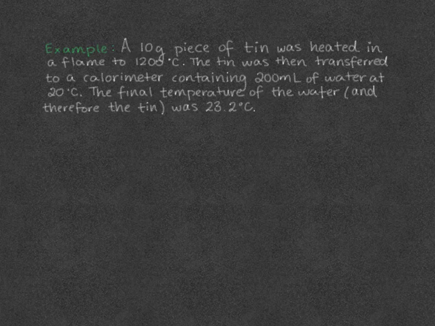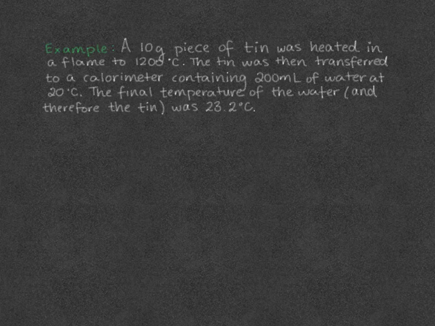The scenario is a 10-gram piece of tin was heated in a flame to 1200 degrees Celsius. The tin was then transferred to a calorimeter containing 200 milliliters of water at 20 degrees Celsius. The final temperature of the water, and therefore the tin, was 23.2 degrees Celsius. So the two come into equilibrium with each other. That's why their final temperature is the same.